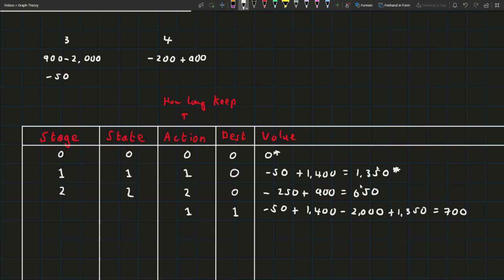So remember, this is our overall spent amount. Basically, I'm putting costs in as negatives and profits in as positives. So this is a positive, so which one has a bigger profit? Well, this one's a bigger profit, so we'll star that.